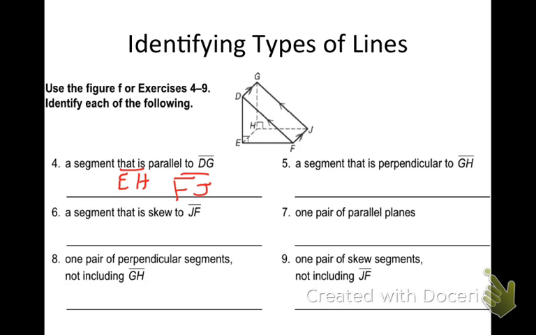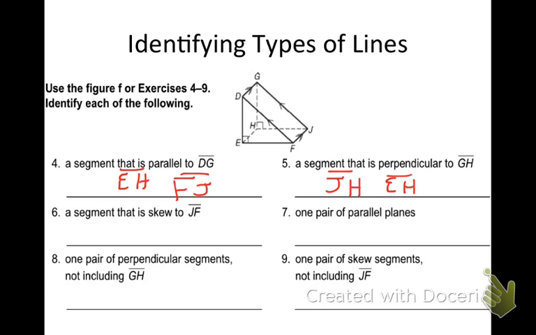5. I want a segment that is perpendicular to GH. So here's GH. Which one would be perpendicular to GH? Read. JH. Is there another one that would be perpendicular? Which other one, Jeremiah? Yeah, EH is perpendicular as well.